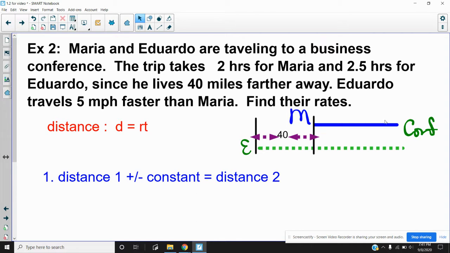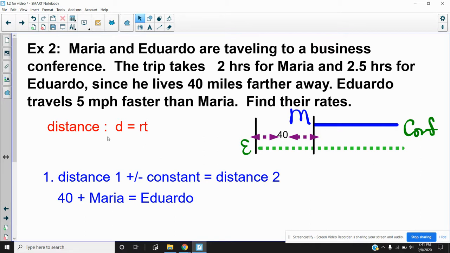We can take Maria's distance and add 40 and know that it's equal to Eduardo's distance. Or I could take Eduardo's distance and chop off this 40, so subtract 40, and then it would be equal to Maria's distance. It doesn't matter which one you pick. I've chosen to take Maria's distance and add 40 and set it equal to Eduardo's distance.